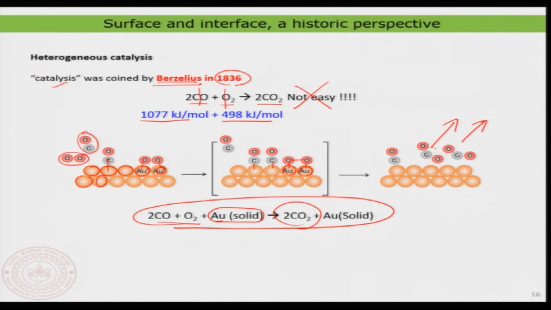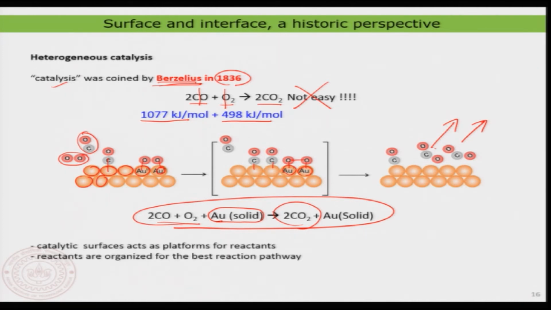We will come back to this in a few minutes, where we will see who has given this description. It was not given, of course, by Berzelius at that time. They could only find that by using different types of catalysts you could trigger chemical reactions. Which actually means that the catalytic surfaces are acting as a platform for doing the chemical reactions, and the reactants are organized in a special way on the surface, which allows an interesting pathway for the reaction to happen.